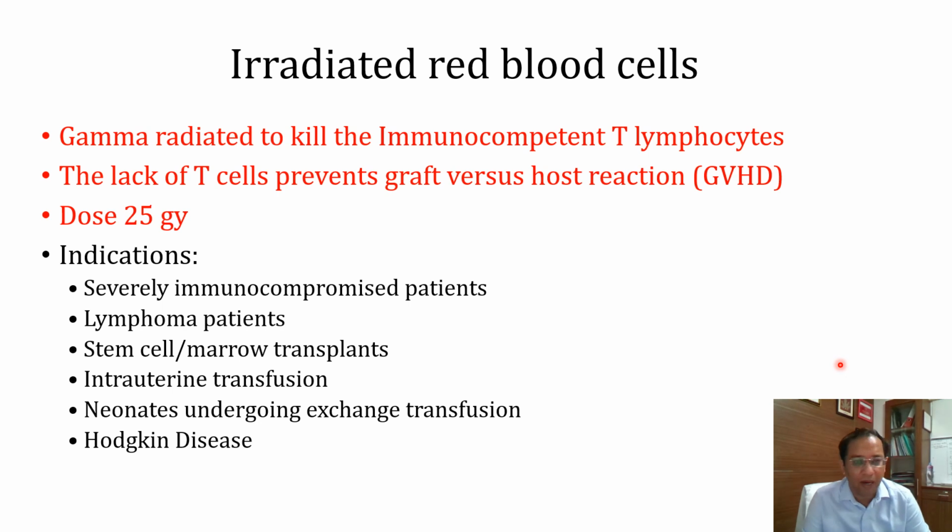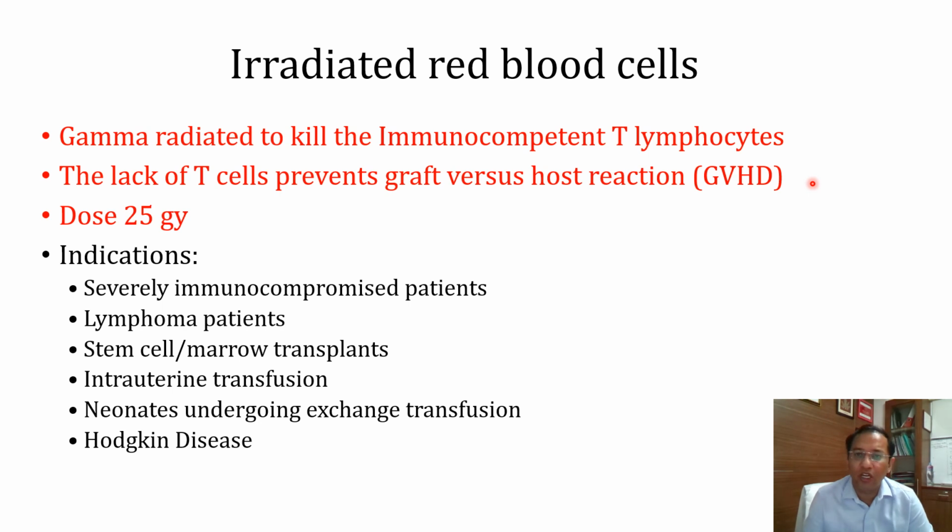You have to use gamma radiation to kill immunocompetent T lymphocytes, which are the offending agents here, and they can cause what is called graft versus host disease. Why? Because the patient in which these are transfused is already immunocompromised. They cannot mount an antibody response, and these T cells are very immunocompetent, and they can cause damage to the host, and this is known as graft versus host reaction.